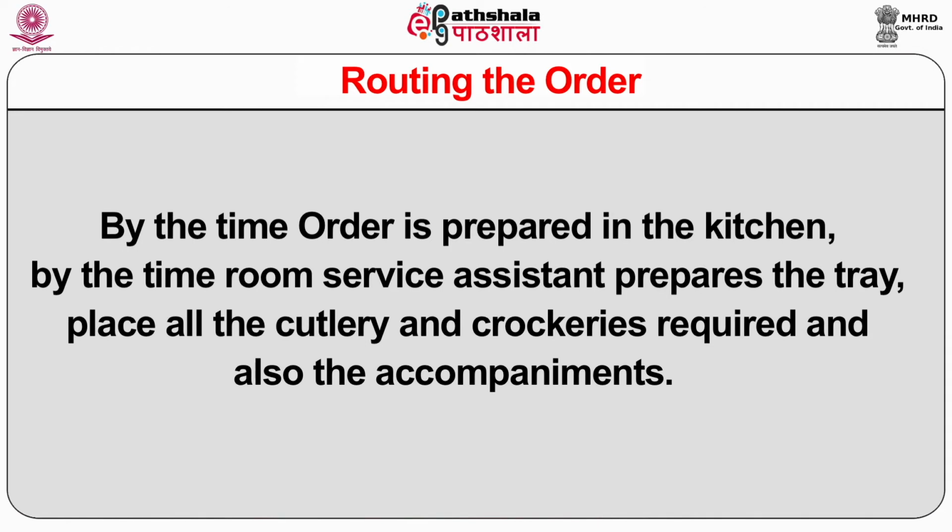By the time the order is prepared in the kitchen, the room service assistant prepares the tray, placing all the cutlery and crockery required and also the accompaniments. It's important for the attendant to deliver the order as quickly as possible. He carries the loaded tray on the left hand above the shoulder. If the portion is heavy, then he uses a room service trolley.